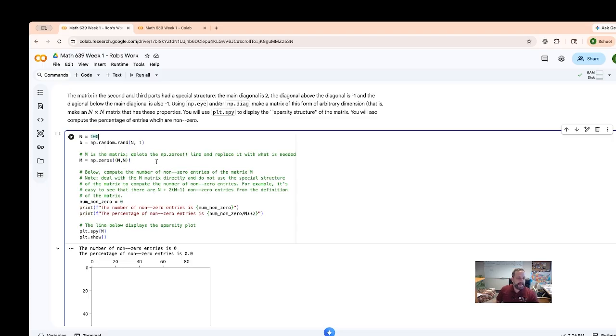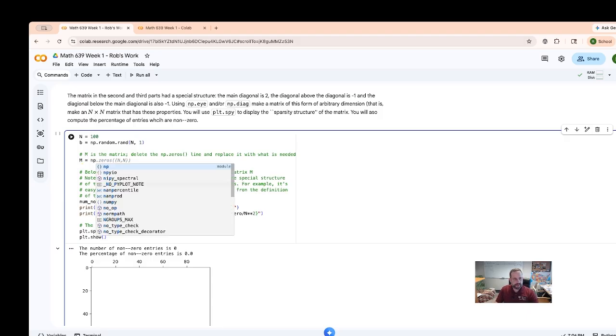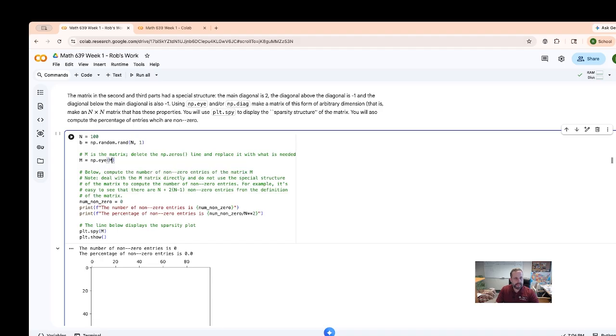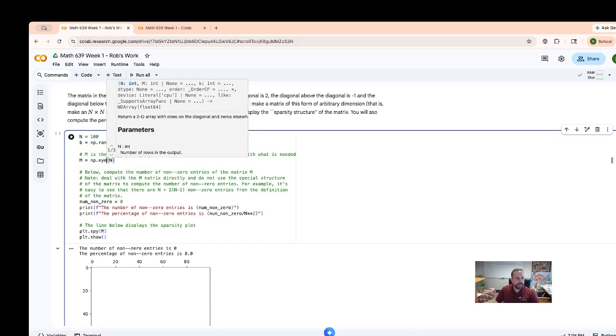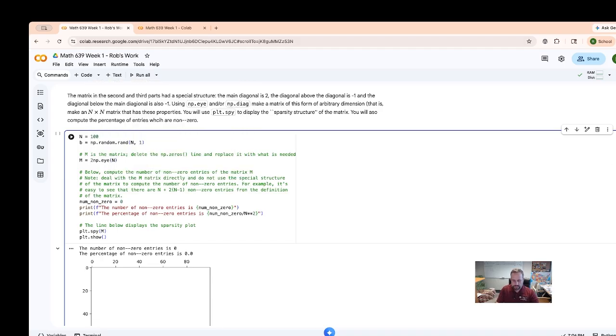All right. So M is the matrix. We want this to be the matrix that's very similar to what we computed up there. So we're going to get np.eye(n) times 2. This is going to give me an n by n matrix where the diagonal is equal to 2. And then we're going to do minus np.eye.